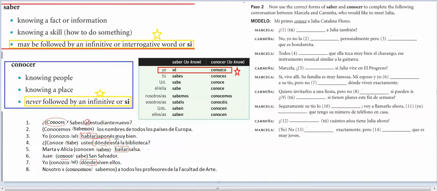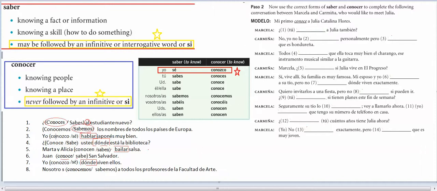So what do I know here? I know the names of all the countries of Europe. That's knowing information. So if I know a fact or information, that would be saber. Sabemos. Okay. Yo conozco, sé hablar japonés muy bien.